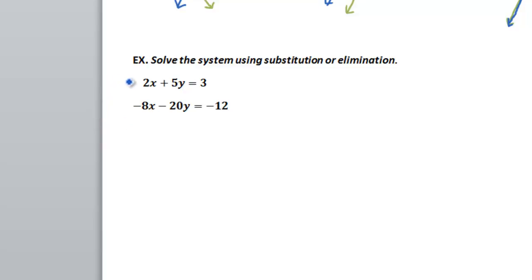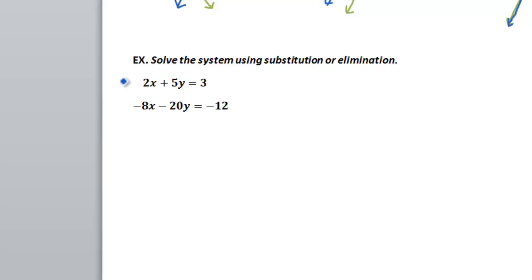In this first example, our two equations are 2x plus 5y equals 3 and negative 8x minus 20y equals negative 12. From looking at this system, you wouldn't necessarily be able to tell that it's a special case. So let's go ahead and start to solve it the way that we normally would. We can use substitution or elimination.